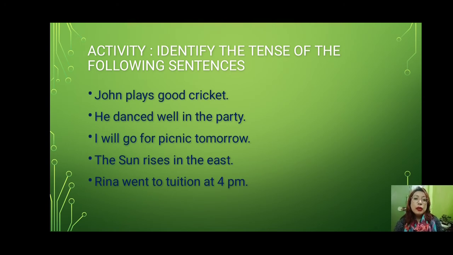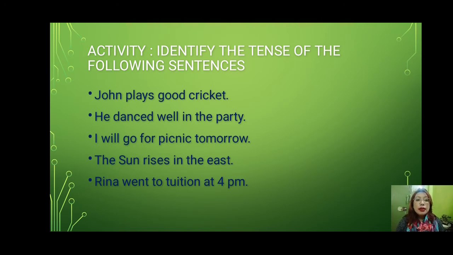Which is the action word, which is the verb form, which will tell us whether this falls under the present, past or future? This is danced. So it is past, right? It is simple past tense, right? The third one, I will go for picnic tomorrow. Will go, right? There's will go. And so what will it be? It will be in the future tense, right?